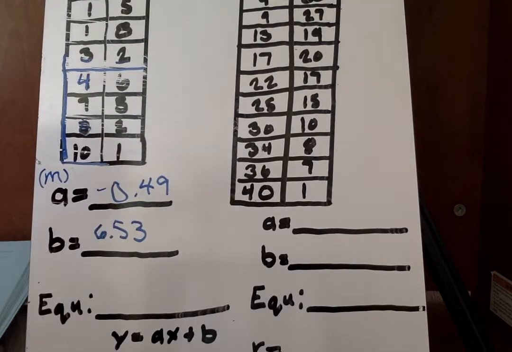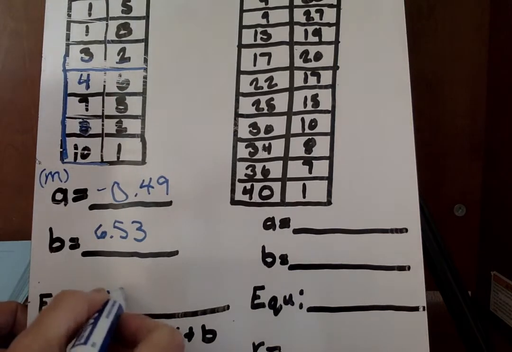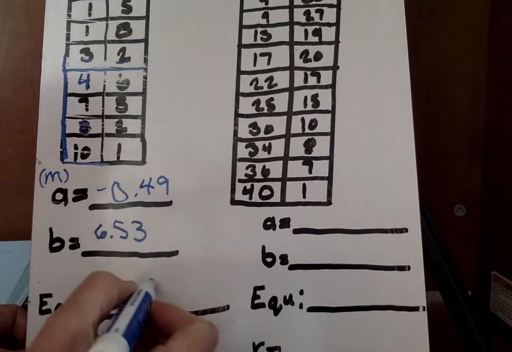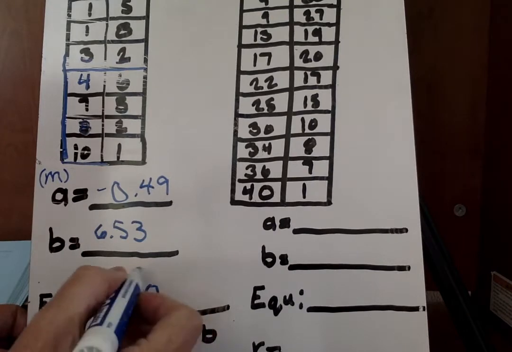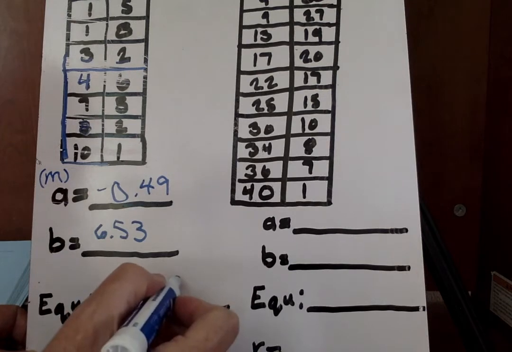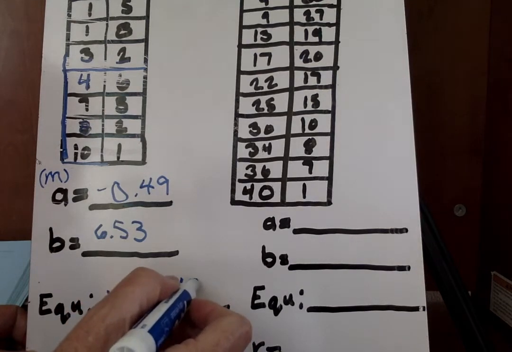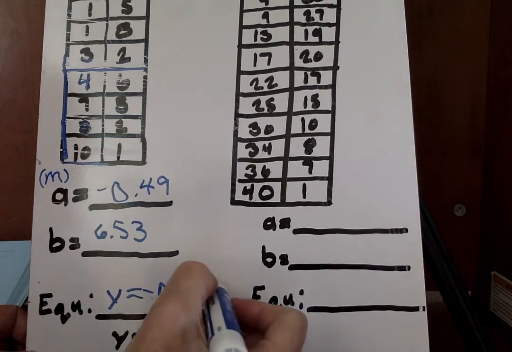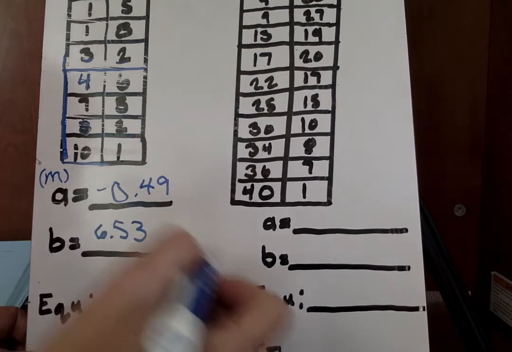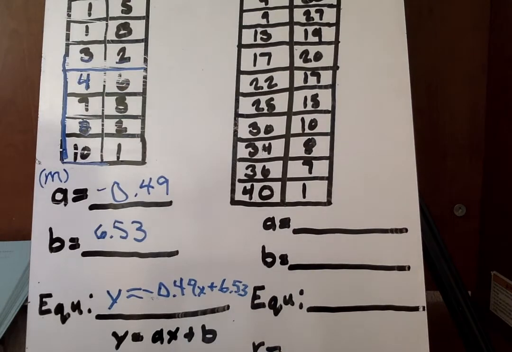Okay. So our equation tells us Y equals AX plus B, where A is formerly our M. So it's Y equals negative 0.49X plus 6.53. Okay. Then this is missing our R, so I have to figure out what is missing right here.